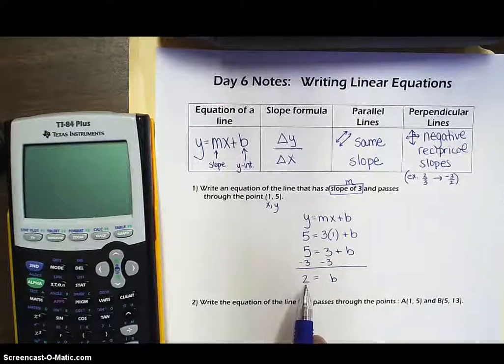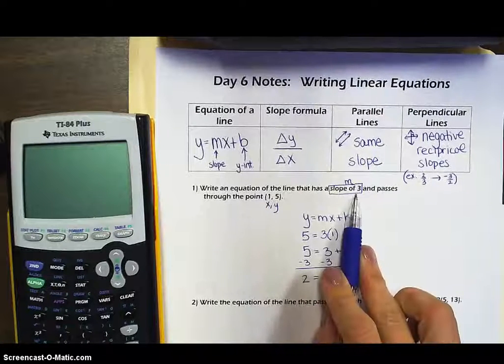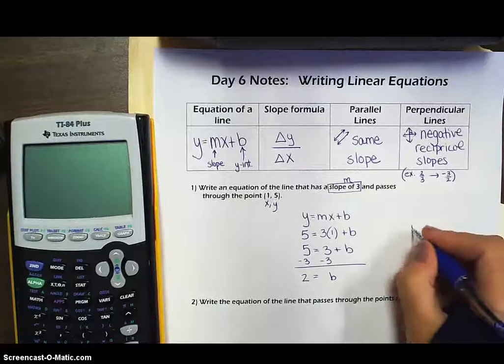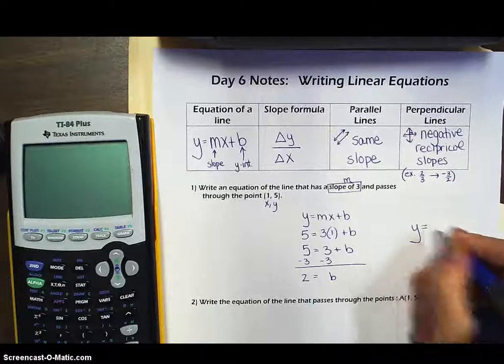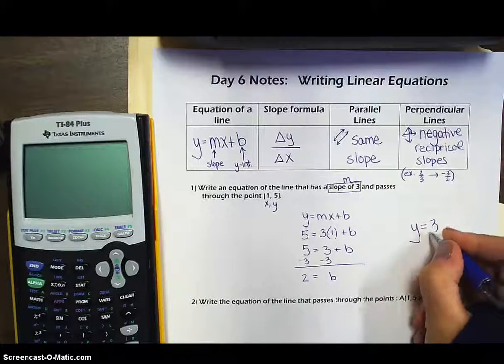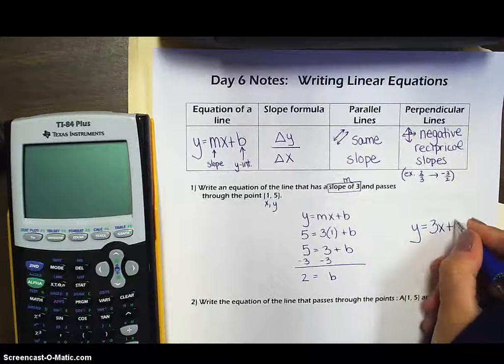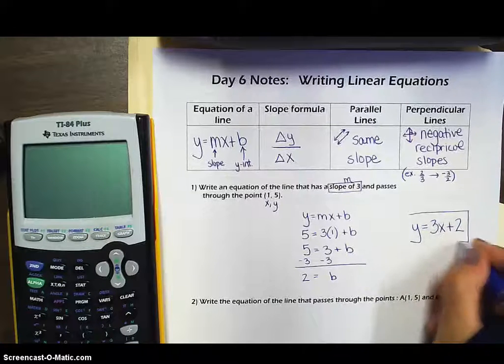Now I have my b value and I have my slope, so we can write the equation of the line. Our equation of the line is y equals 3x plus 2. And we've got it.